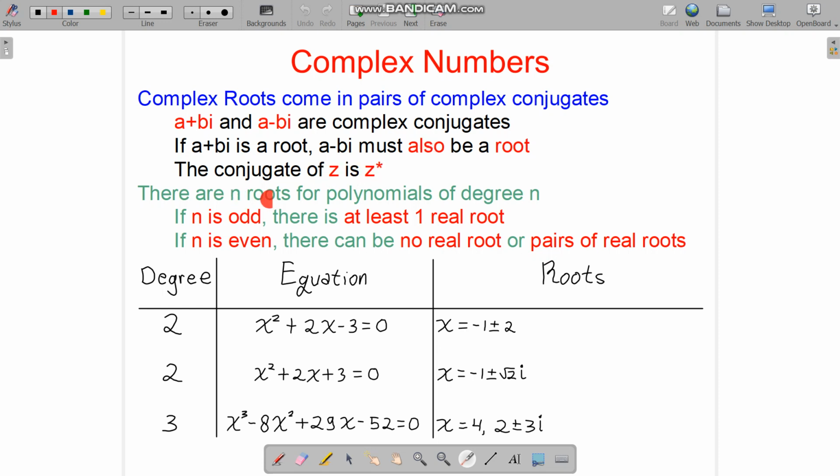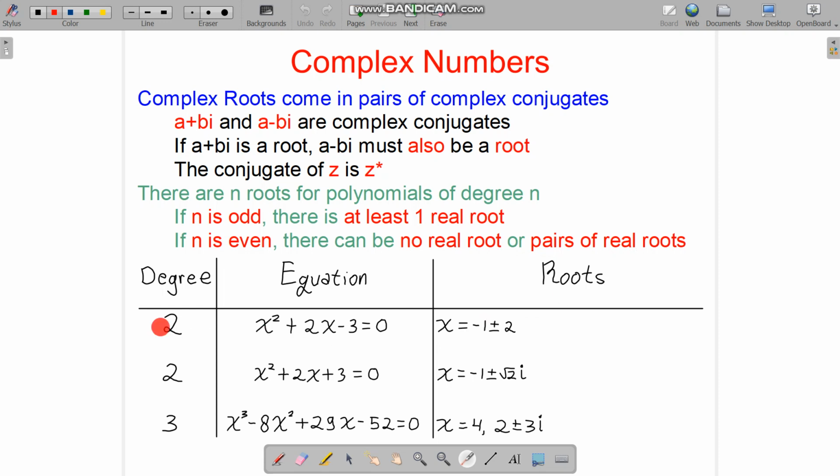There are n roots for polynomials of degree n. If the degree is odd, there is at least one real root, and if the order is even, we can have no real roots, or we can have pairs of real roots.